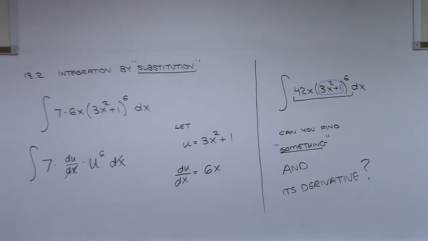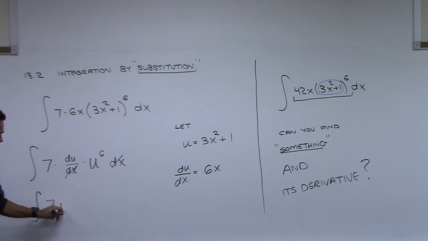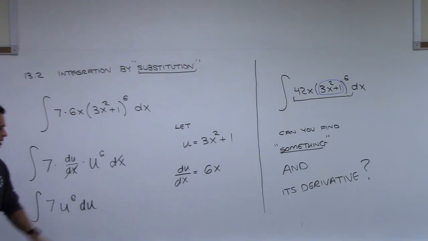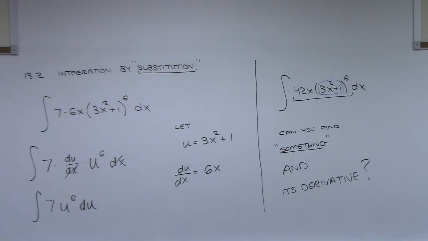So at the end of the day, what I have here is a 7, and I'm going to write u to the 6th in front, u to the 6th, and then du. Do y'all agree with that? I just kind of changed the order of those. Okay?